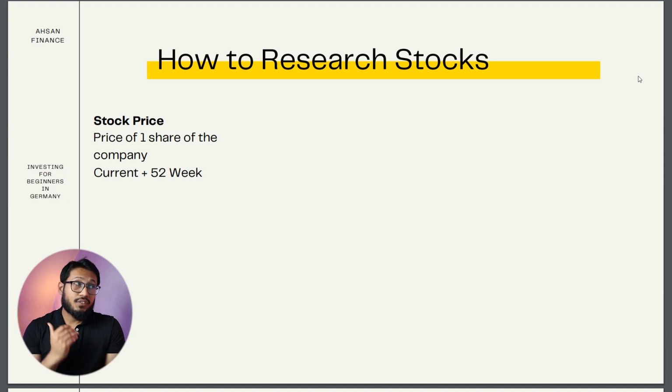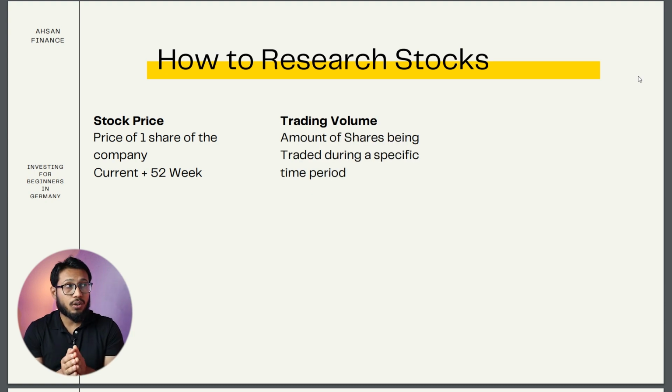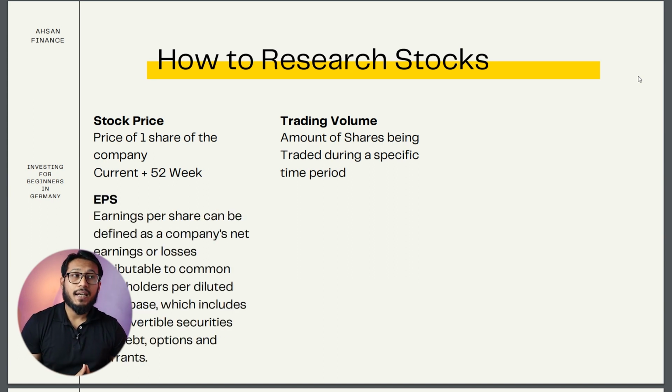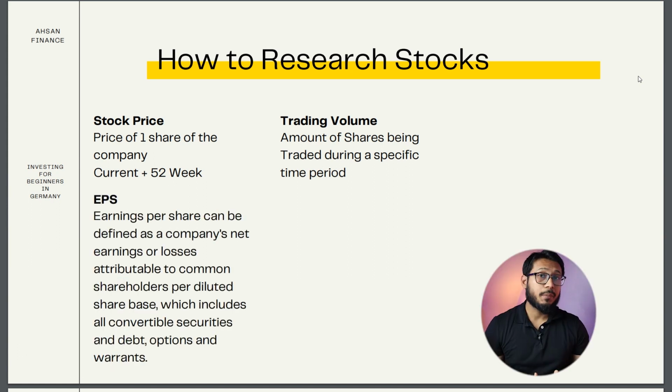Then I look at the trading volume, and that is the amount of shares that are being traded during a specific period of time. Next is the EPS, or the earnings per share. This can be defined as the company's net earnings or losses attributed to common shares per diluted share base. This includes all of the convertible securities, debt, options, and warrants.